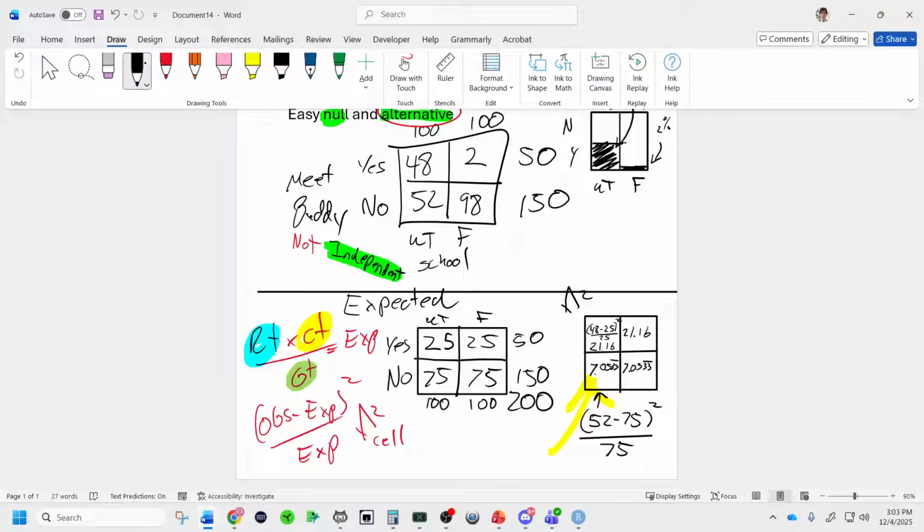And I believe it's 7.05333. Riley, does that make sense? David, does that make sense? That is the formula for this cell right there, because you take the 52 as the observed.